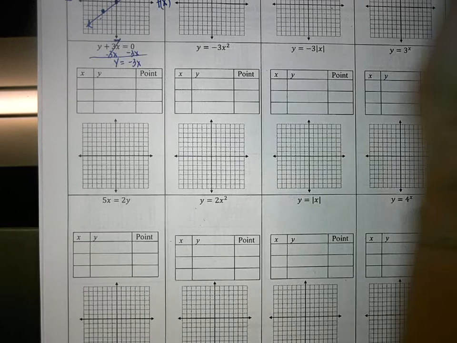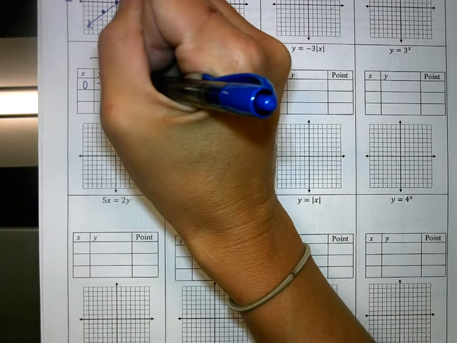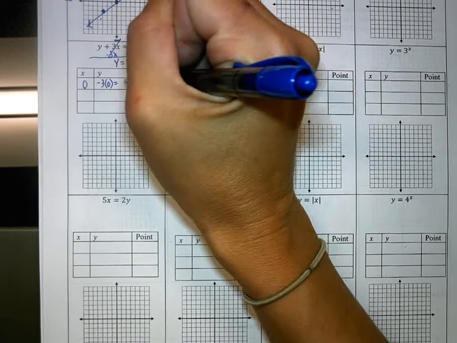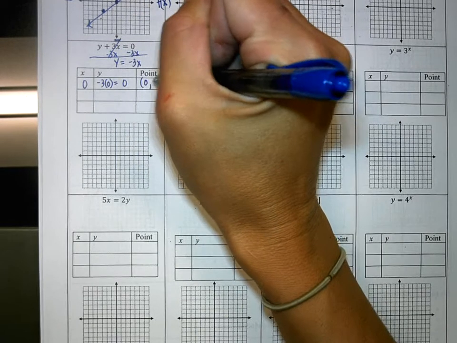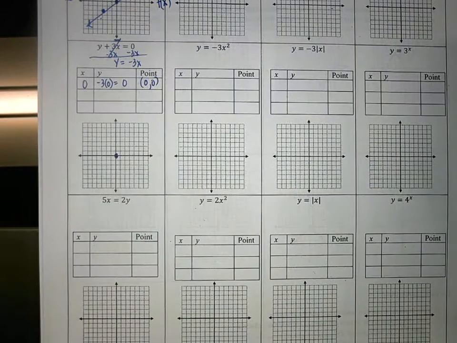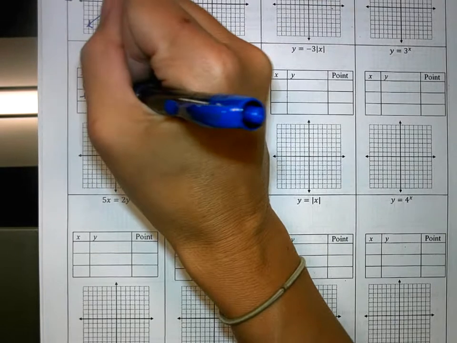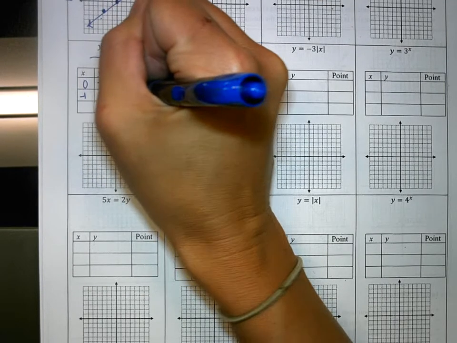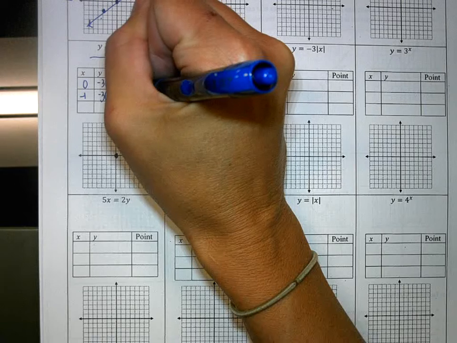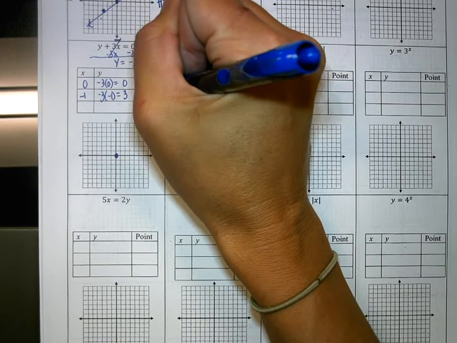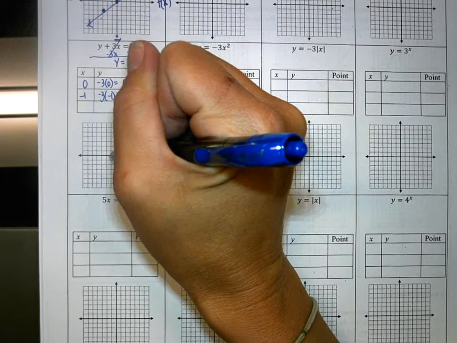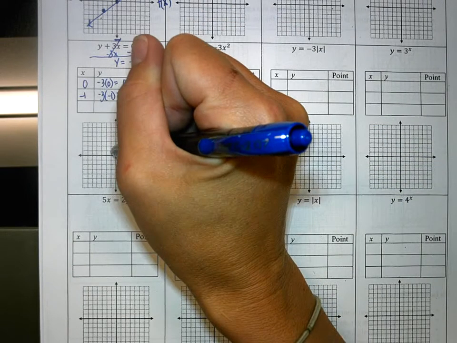So again, we're going to choose 2 points. I'm going to choose 0. -3 times 0 equals 0. So this point is at 0, 0. The next one, what should we choose? Yeah, we could choose -1. There's no fractions here, so choosing a small number is good. -3 times -1 equals +3. Good. So negative 1, 3. We're going to plot that. We go left 1, and then up 3.